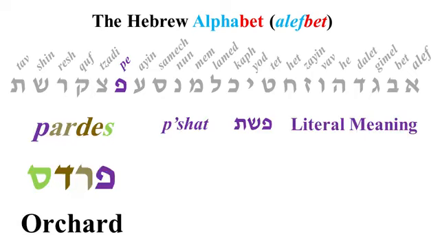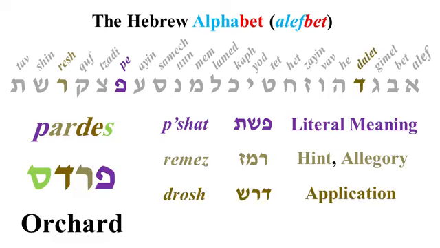Each letter has a meaning. The Pei represents the Peshat level. Peshat means the literal meaning. What does the verse say? That's what it means. Then you have the resh level, which is the remez. Remez is a hint or an allegory. So there's going to be something else that is hinted at in that verse.